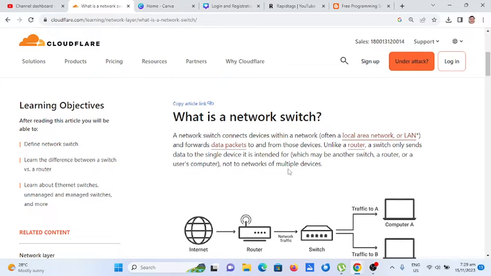So in this video we will talk about what is a network switch and the difference between a switch and a router.